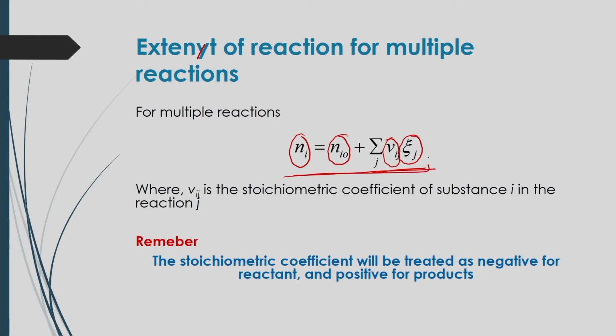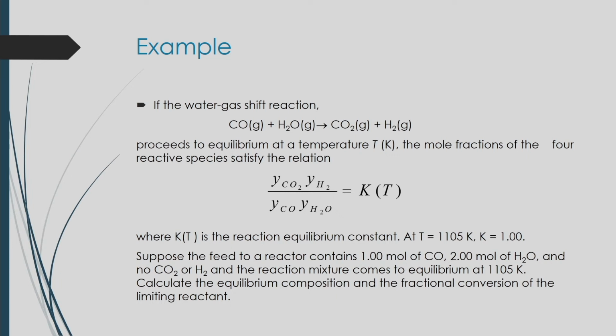So, accordingly this equation will be used for the extent of reaction calculation for a particular reaction. Now, it is very interesting that you have to remember the stoichiometric coefficient will be treated as negative for the reactant and positive for the product. Now, let us have an example for this.